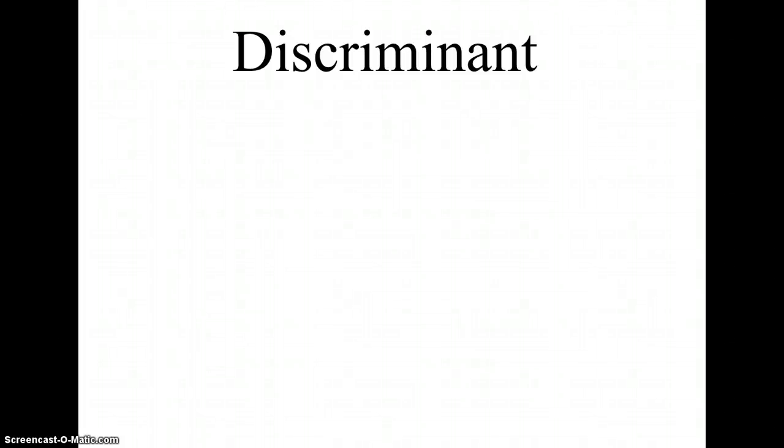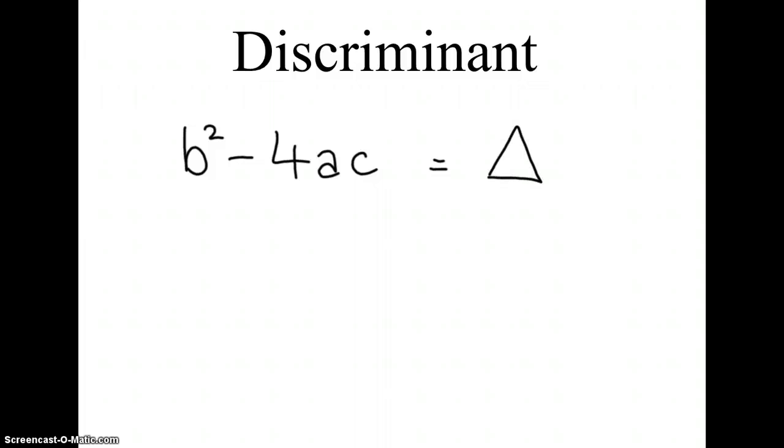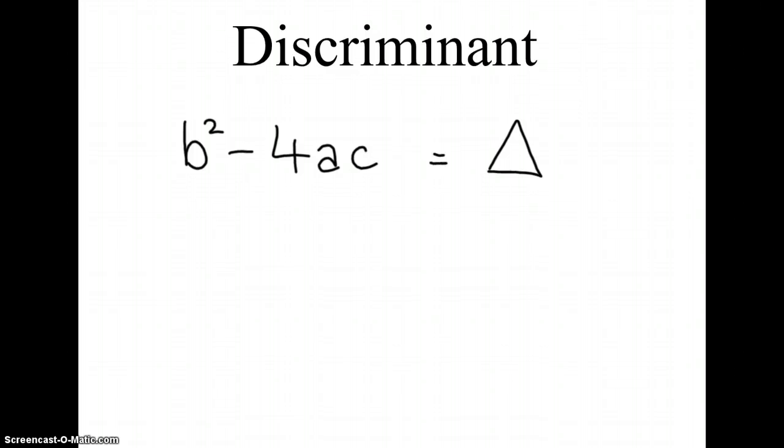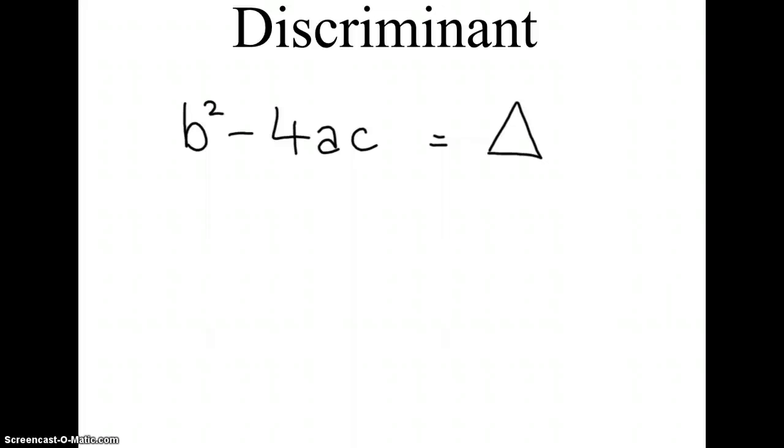The discriminant is the bit that's under the square root in the quadratic formula. So the discriminant is the b squared minus 4ac part. And the notation for discriminant, what we sometimes call capital delta, looks like a triangle. So the discriminant b squared minus 4ac is given by that symbol. And the discriminant tells us a lot about what the roots of our quadratic equation are.